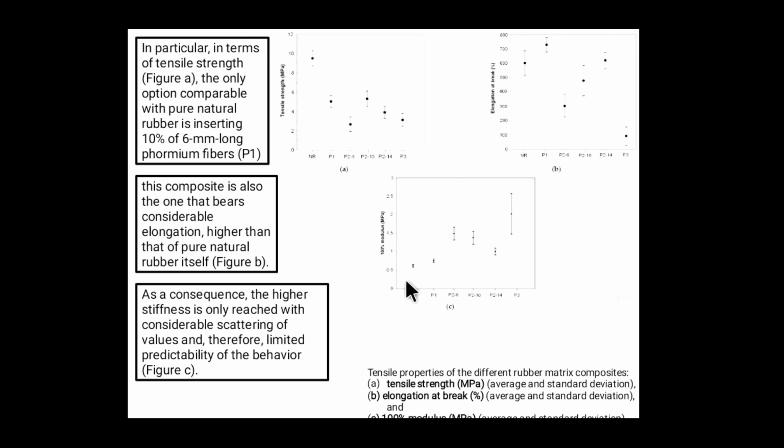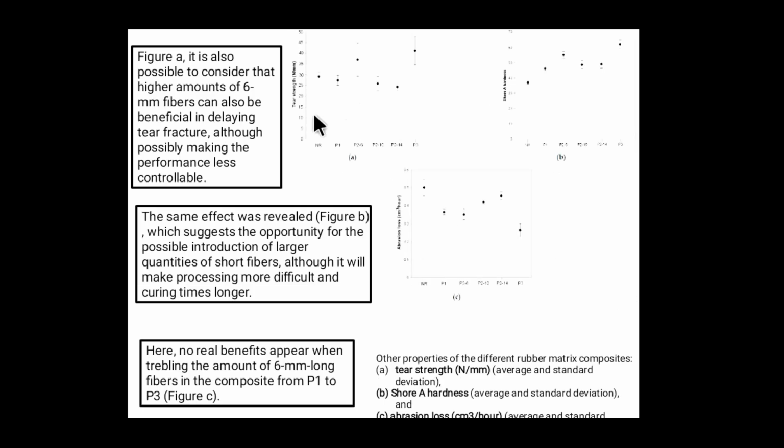Now I'm coming to tear strength. So when you are looking at the tear strength from this figure, what I observed is, in the first figure, it is also possible to consider that the higher amount of the 6 mm fiber can also be beneficial for delaying tear fracture, although the possibility makes the performance less controllable.